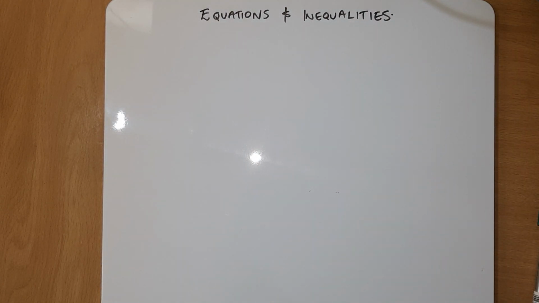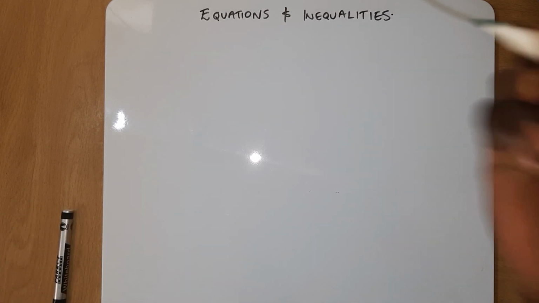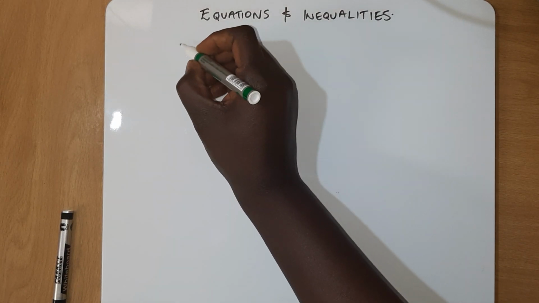So under equations and inequalities, we have quadratic equations and inequalities, simultaneous equations, exponents and surds, and nature of roots. Then when we break down, we all know that our quadratic equations look like this.